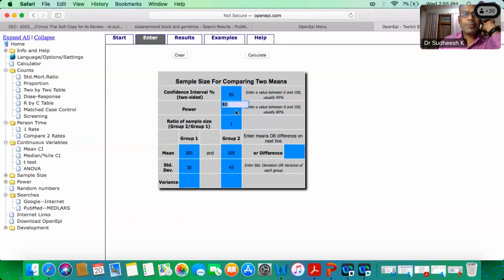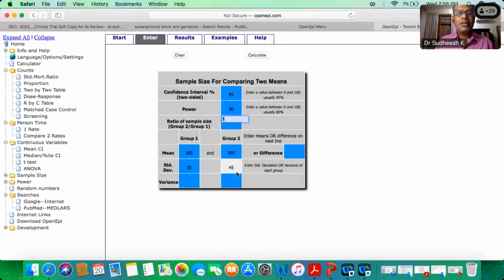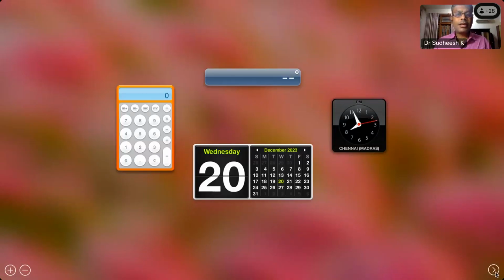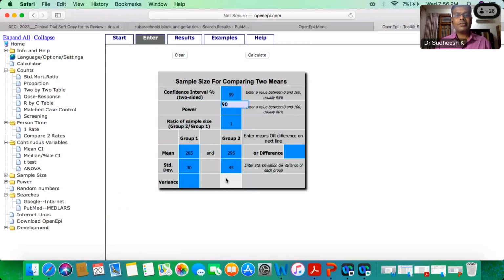Now, if I increase the power to 90% instead of 80%, keeping the value the same, see, automatically the sample size increases from 26 to 35, isn't it? So that means if you want a greater power, if you want to reduce the error, the sample size increases. Likewise, if I increase the confidence interval from 95 to 99, that means alpha error of 0.01, the sample size increases further to 49 patients in each group. So that means if you want greater precision in your results, you require a higher sample size.